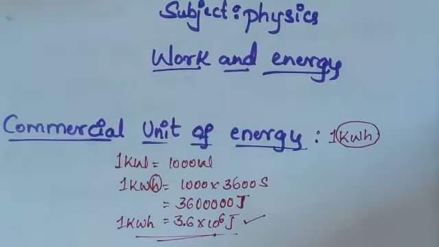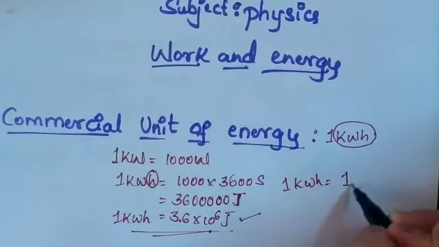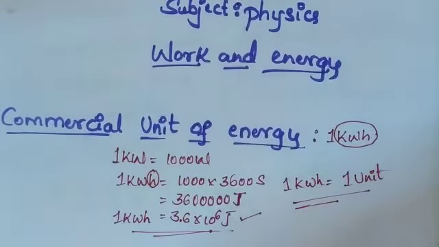So this 1 kilowatt hour is also known as 1 unit. So 1 unit is equal to 1 kilowatt hour. In both cases you are going to say the same thing. This value you have to remember: 1 kilowatt hour is 3.6 into 10 power 6 joule. Energy is in joule and commercial unit of energy is in kilowatt hour. Based on this we will solve a problem.